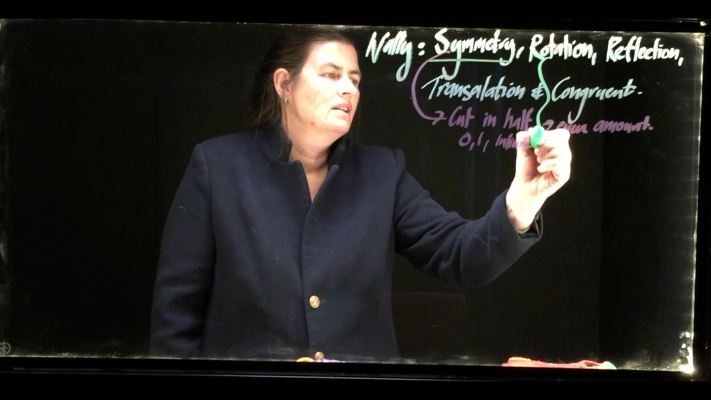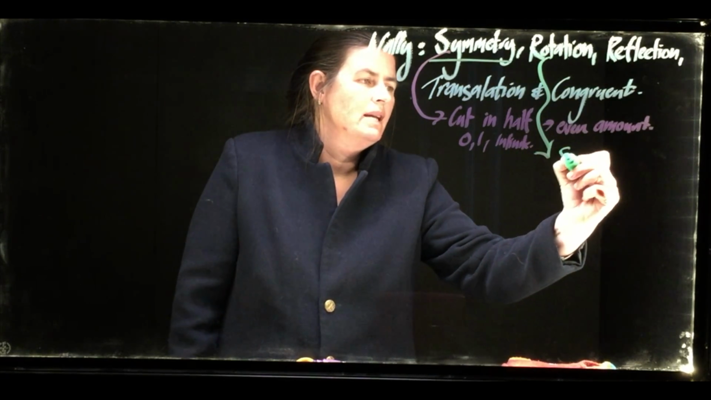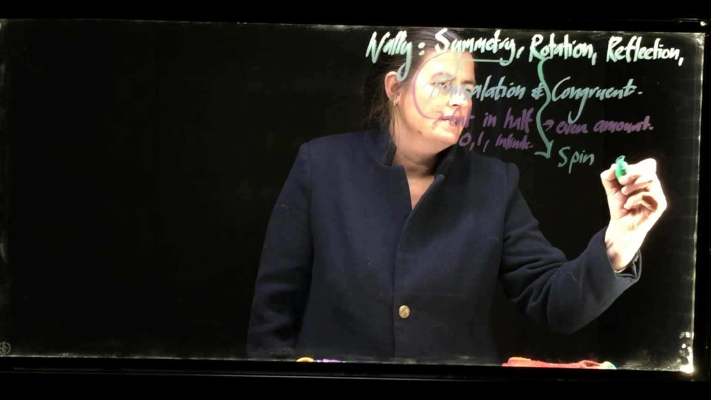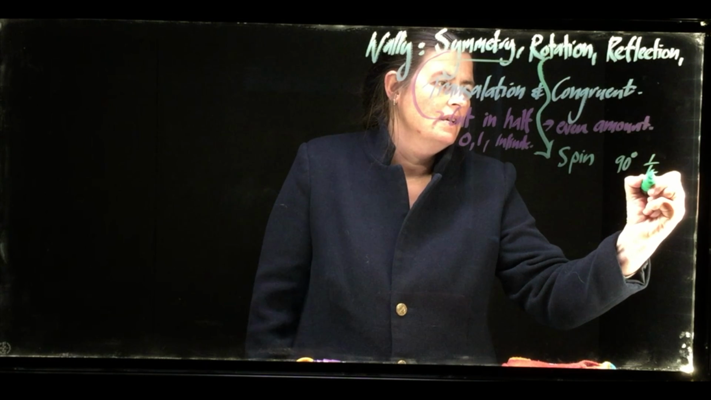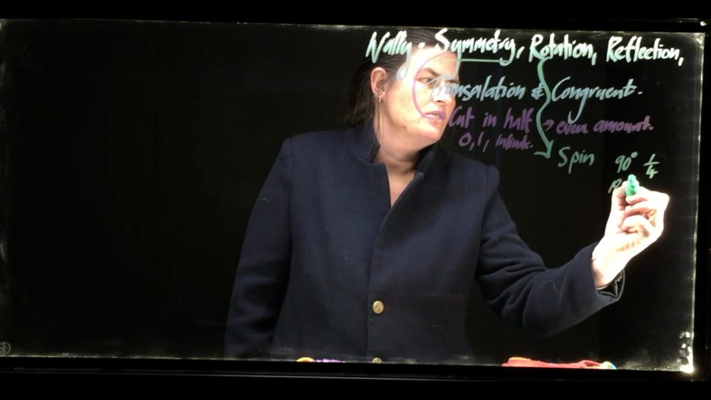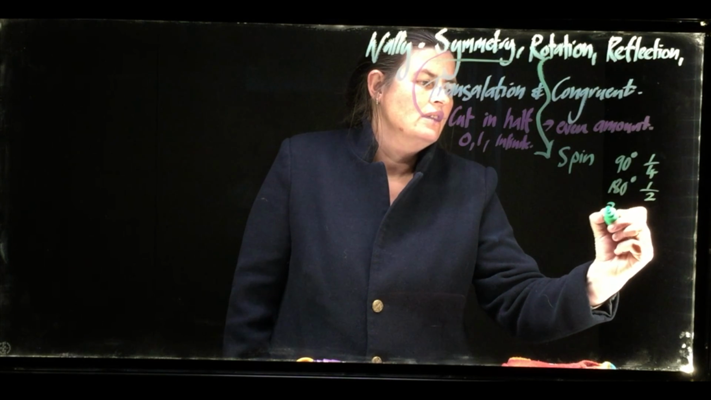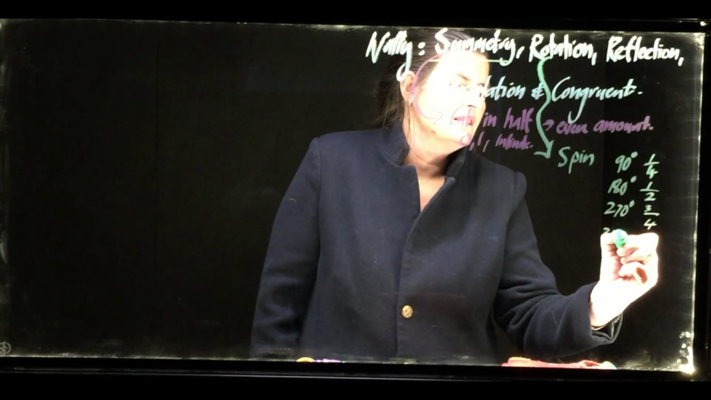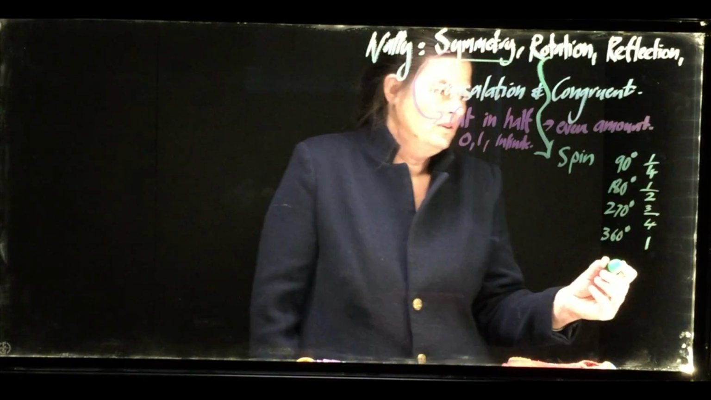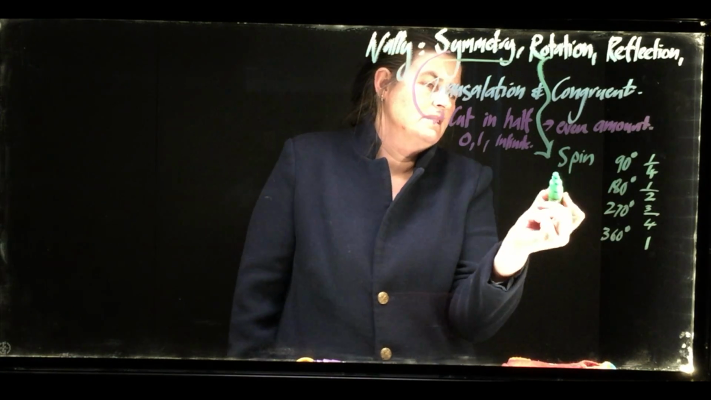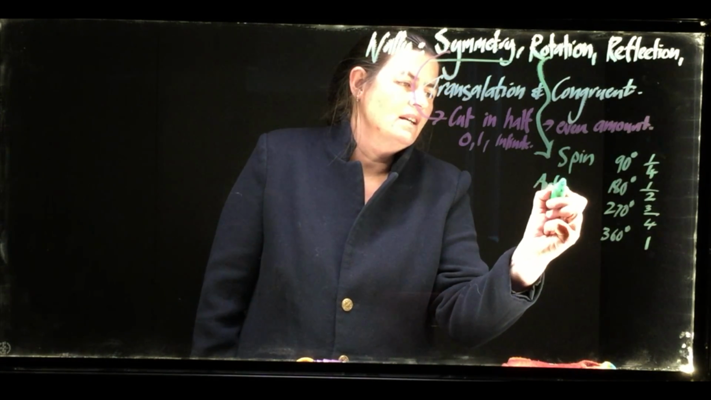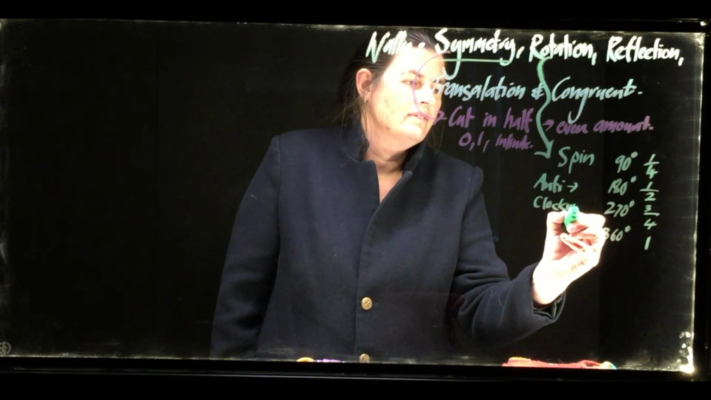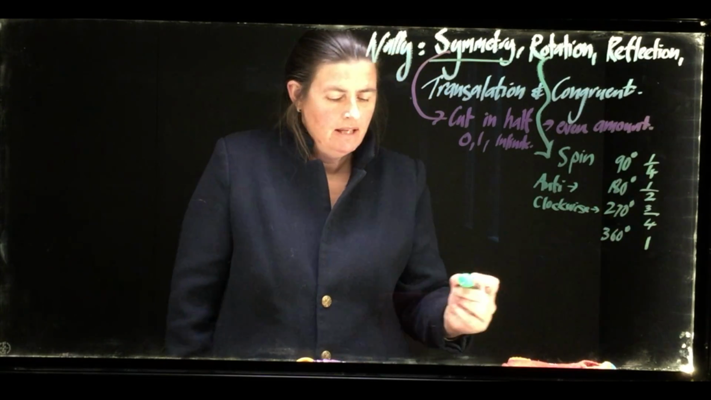Now, rotation is a fancy word to mean spin. And it's going to get you to spin things 90 degrees, which means a quarter. It's going to get you to spin things 180 degrees, which is a half. 270 degrees, which is 3/4, or 360 degrees, which is one whole turn. Then, just because it likes to be difficult, it's going to talk to you about anti-clockwise and clockwise. So if you don't know which way a clock spins, you better get yourself sorted.